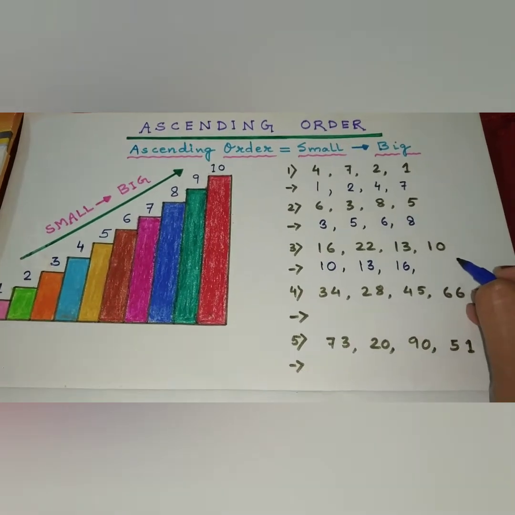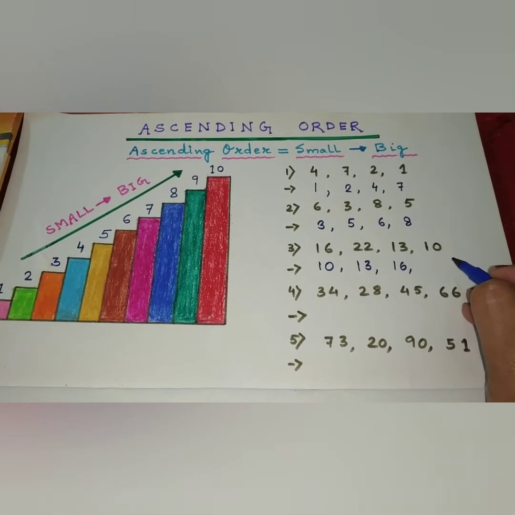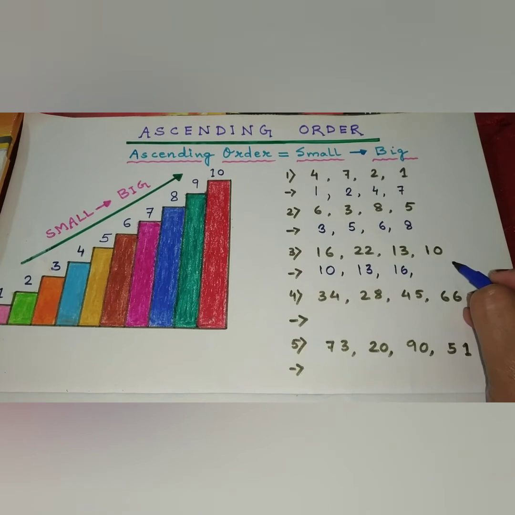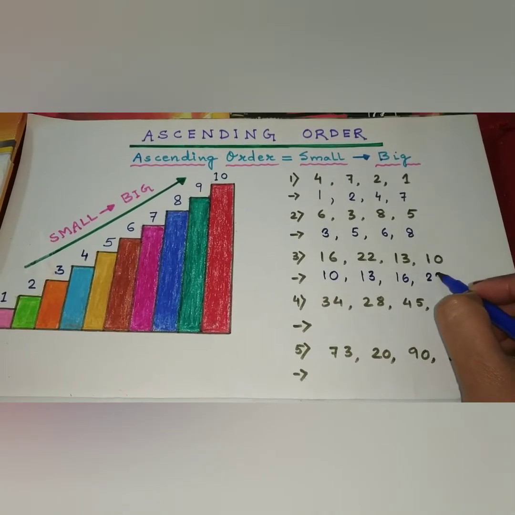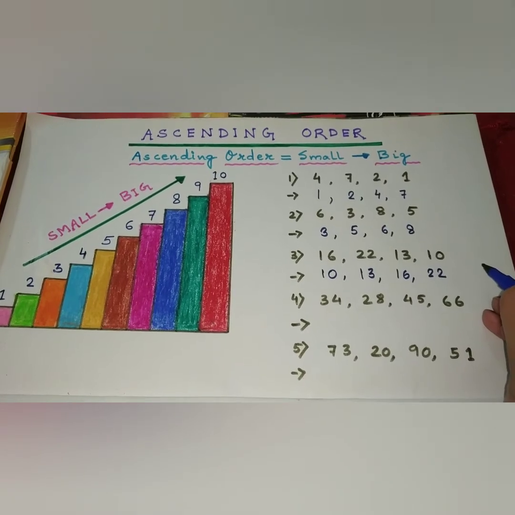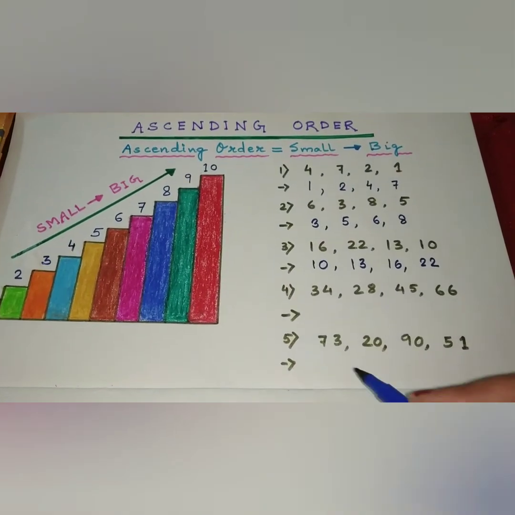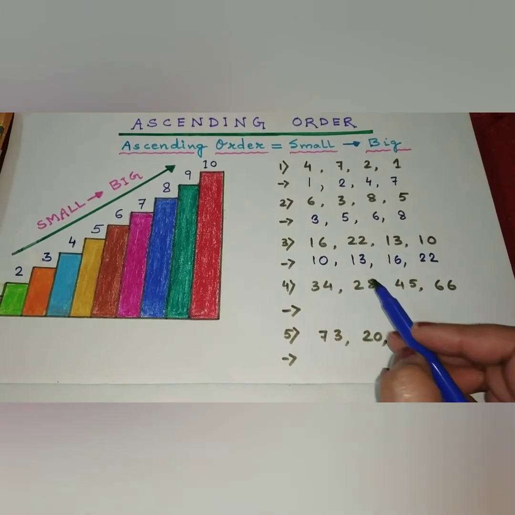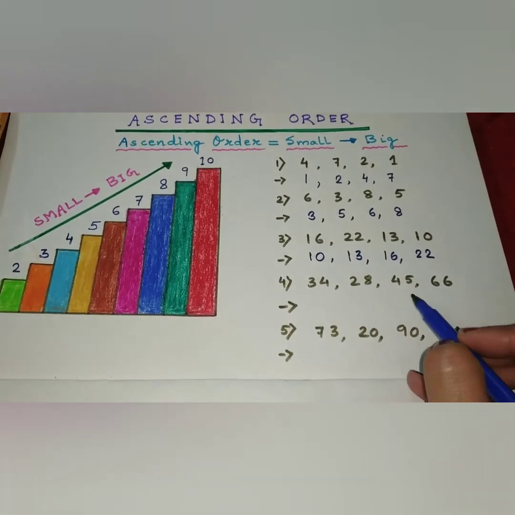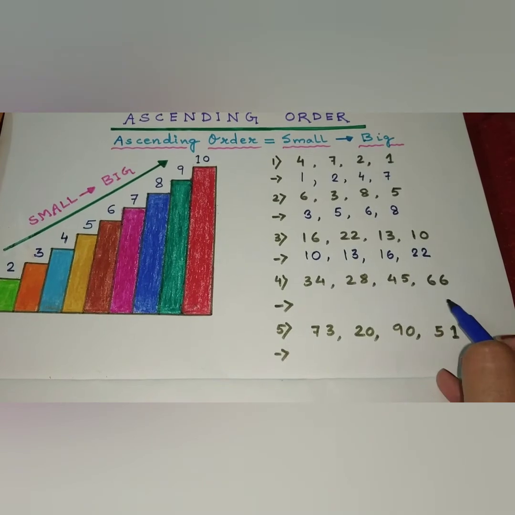And students, can you say which is the biggest number in example number 3? Yes, you are right. Number 22 is the biggest. Now let us move on to example number 4. 34, 28, 45 and 66.